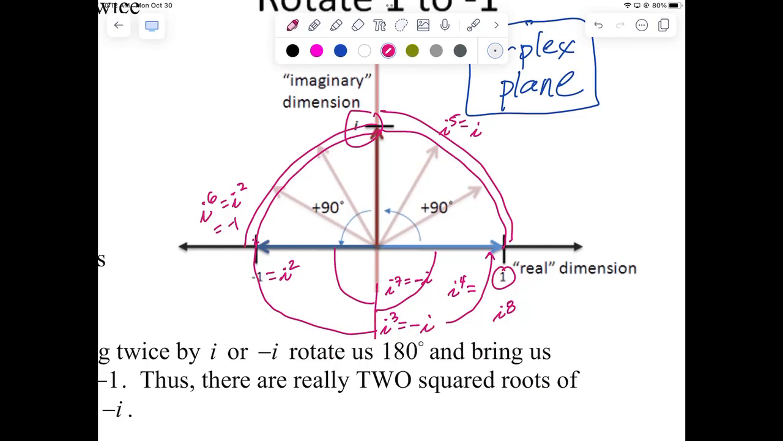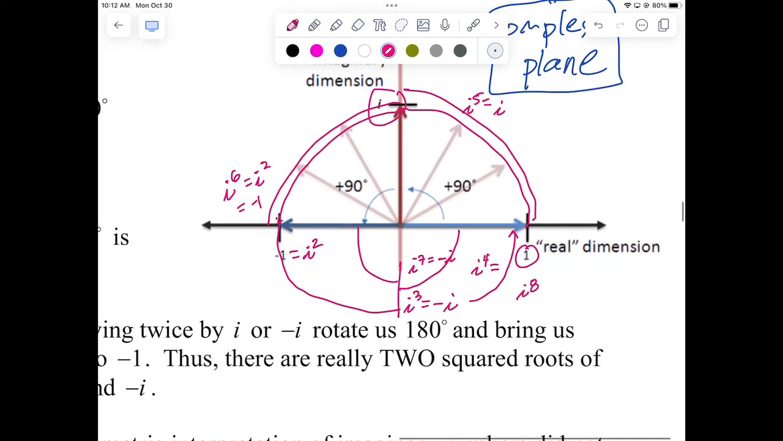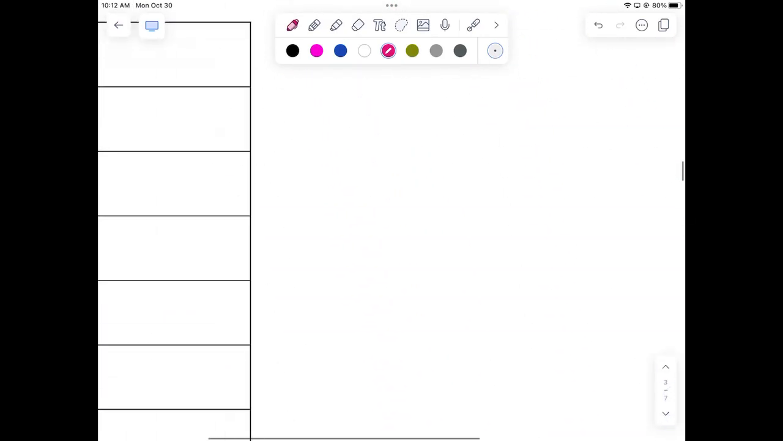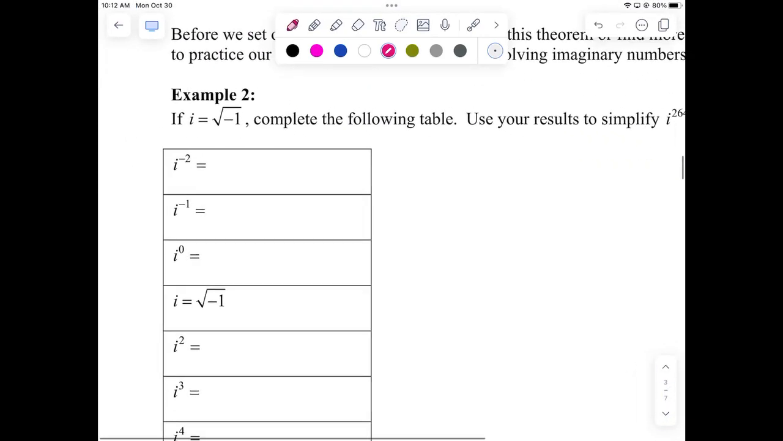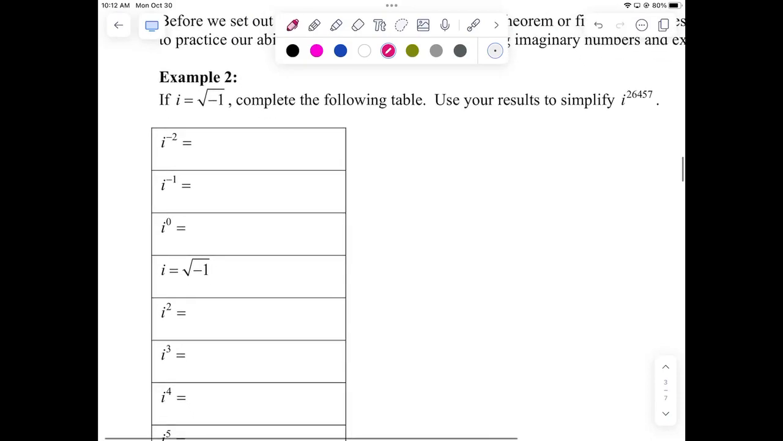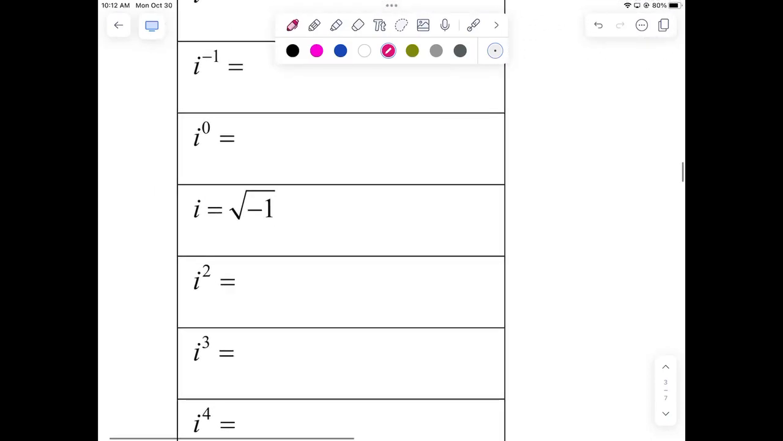Let's look at the algebra of that. The algebra of that is what example 2 is. And you've seen a little bit of this in Algebra 2, but not to this extent. Let's start right here in this table. What is i defined to be? The square root of negative 1. Thank you, Jeremy, and thank you, Leonhard Euler, right?